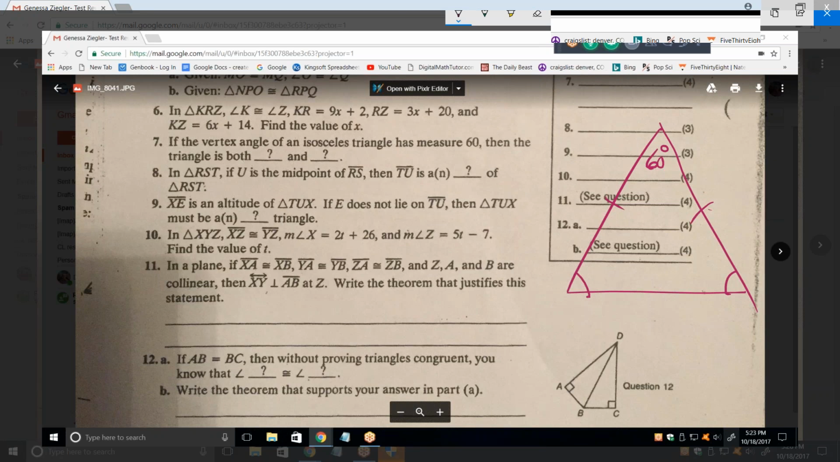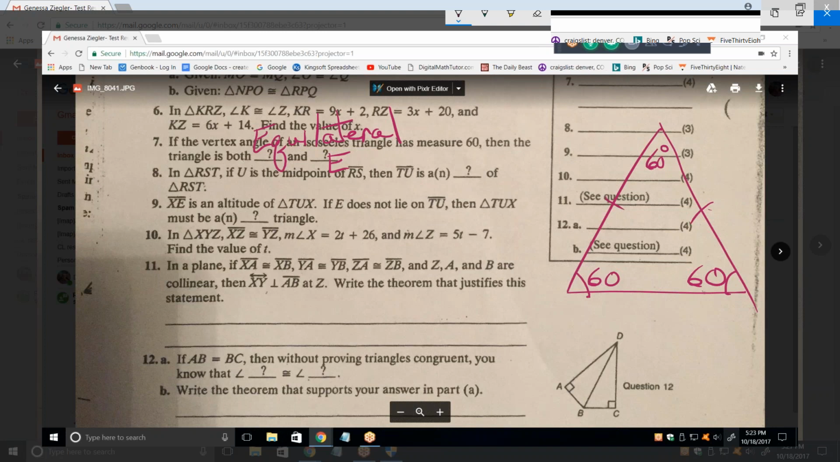Okay. So wouldn't the other ones be like 62 though? Correct. Which makes this a very special isosceles triangle. What is this called? Equilateral. In fact, the two answers are equilateral and equiangular. Now, equilateral means both.